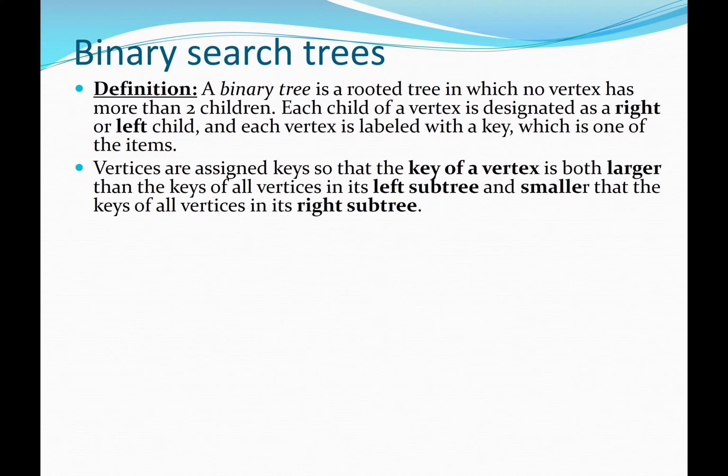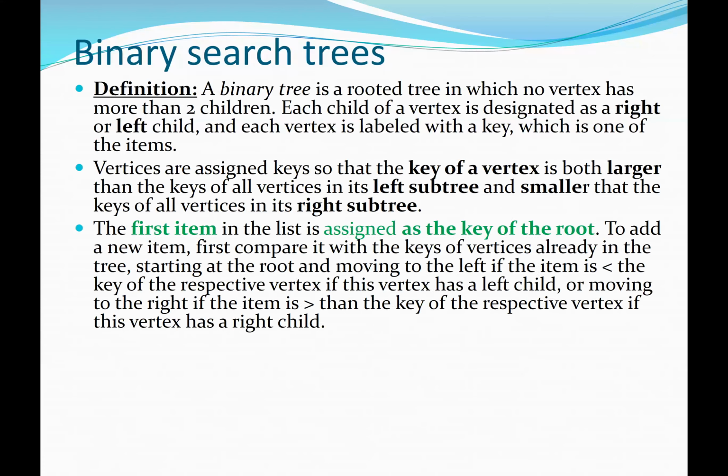So vertices are assigned keys so that the key of a vertex is both larger than the key of all vertices in its left subtree and smaller than the key of all vertices in its right subtree. All right. So that's the vertex. And the first item in the list will be assigned as the key of the root. So each vertex has a key, but the first item in the list will be designated as the root, and then everything will follow from that.